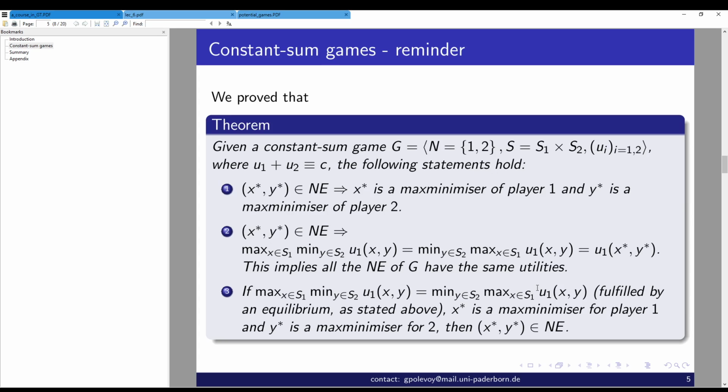So if you have a Nash equilibrium (x star, y star), then x star is a maxminimizer of player 1, y star is a maxminimizer of player 2, and the maximum of the minimum of player 1 is equal to the minimum of the maximum of player 1. So the order does not matter. In general, that is not the case. In general, max min is at most min max. But if we have a Nash equilibrium, then they're exactly equal, and their value is also equal to the value of that player in the equilibrium.